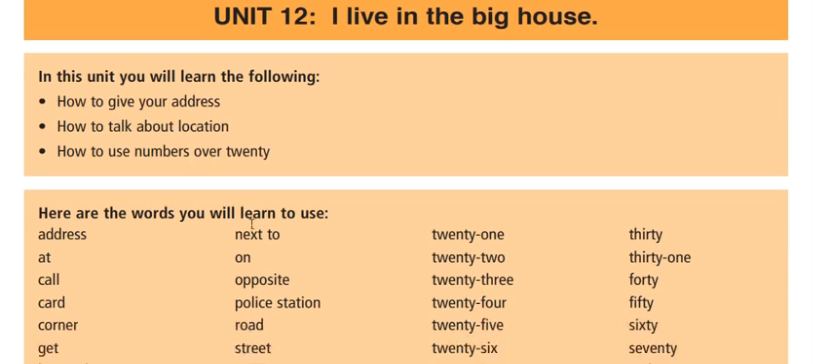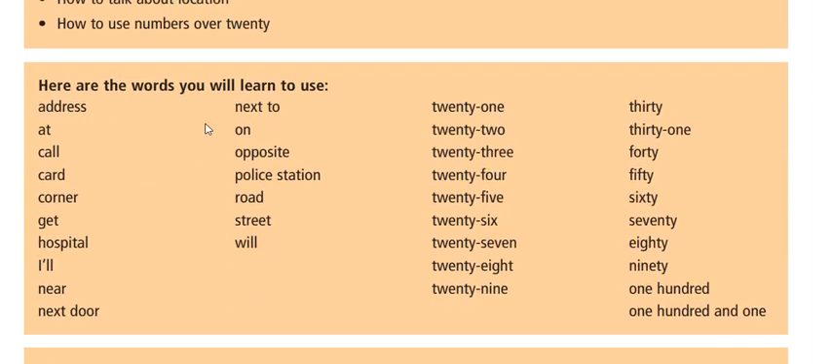numbers over 20. Here are the words you will learn to use: address, at, card, corner, get, hospital, I will, near, next door, next to, on, opposite, police station, road, street, will. 21, 22, 23, 24, 25, 26, 27, 28, 29, 30, 31, 40, 50, 60, 70, 80, 90, 100, 101.